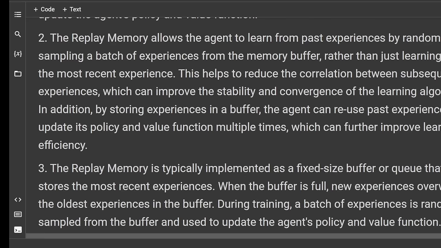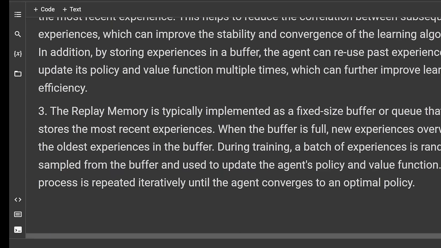This helps us to reduce the correlation between subsequent experiences, which can improve the stability and convergence of the learning algorithm. In addition, by storing experiences in a buffer, the agent can reuse past experiences to update its policy and value function multiple times, which can further improve learning efficiency. The replay memory is typically implemented as a fixed size buffer or queue that stores the most recent experiences. When the buffer is full, new experiences override the oldest experiences in the buffer. During training, a batch of experiences is randomly sampled from the buffer and used to update the agent's policy and value function. This process is repeated iteratively until the agent converges to an optimal policy.